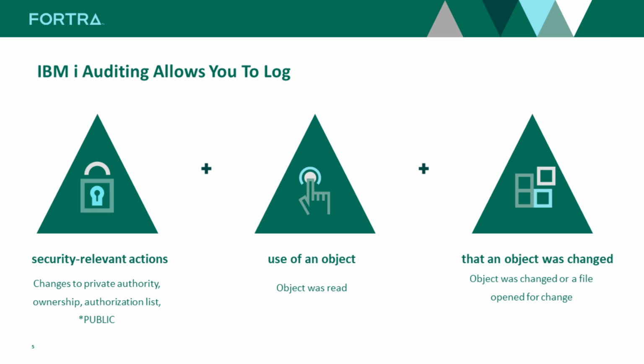And then we can also see if an object was changed. Was the authority of the object changed? Was the description of the object changed? Were the attributes of the object changed? And this comes in quite often in the IFS when you're looking at the different attributes of those objects.